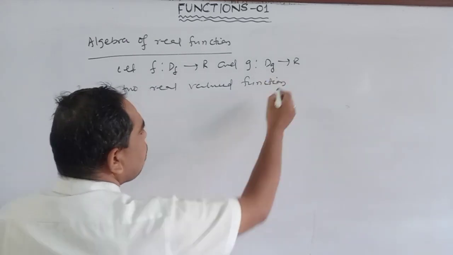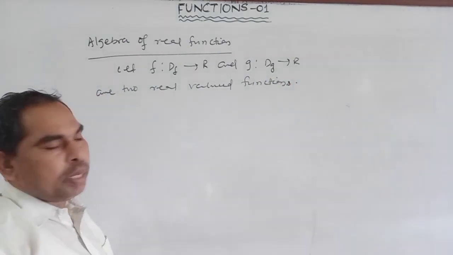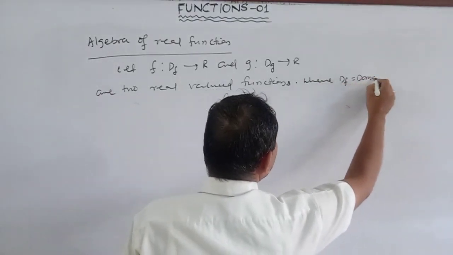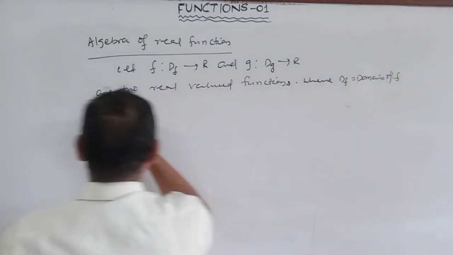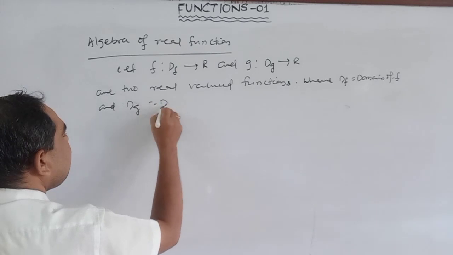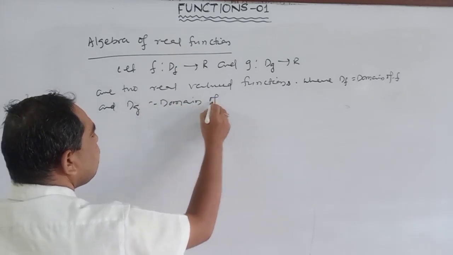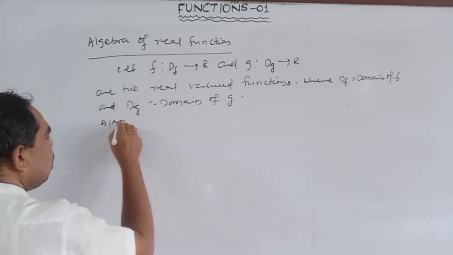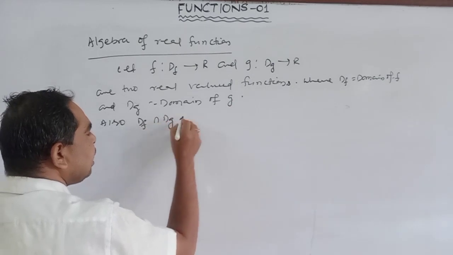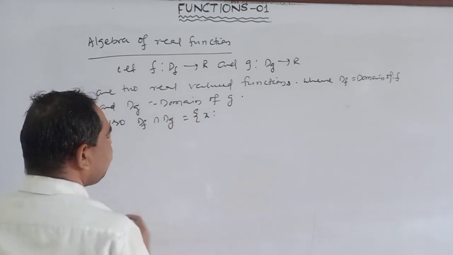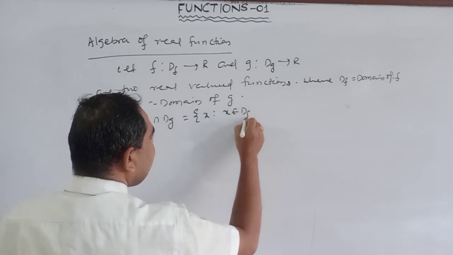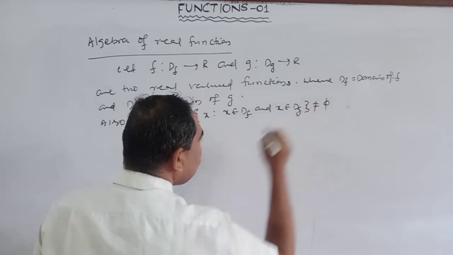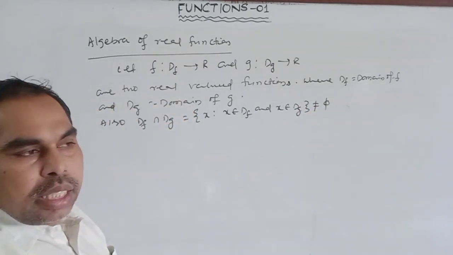Where df means domain of f and dg means domain of g. Also df intersection dg is equal to the set of x such that x belongs to df and x belongs to dg, which is not equal to phi, meaning it is a non-empty set.